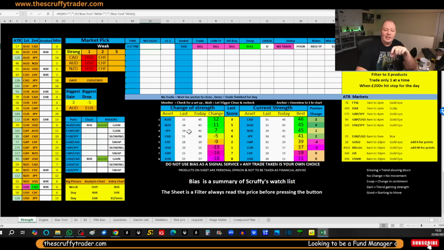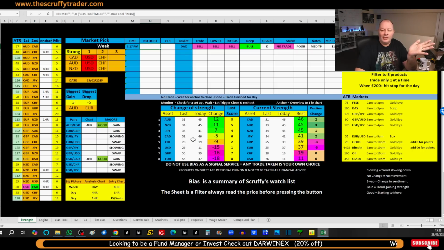So I can then look to see what the change of strength is from the last data sample. Well, the pound lost a lot of ground and JPY was gaining ground. Okay, so what that might do is, I know it's not going to trend too much, but there might be a decent scalp opportunity. So I can look at that.